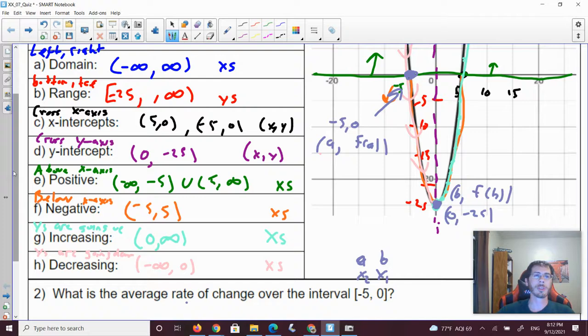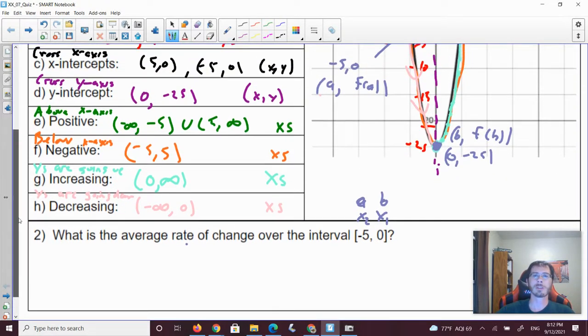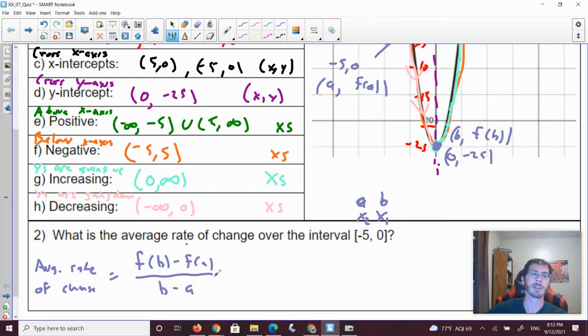And again, you can do this with the slope formula if you want. But now that we have our two coordinates, we just plug them into the average rate of change function. Remember, we're going to use this a lot with different types of curves. So it's a good idea to memorize the equation right now, that way you have it down for all the other tests. But our average rate of change is f of b minus f of a over b minus a.